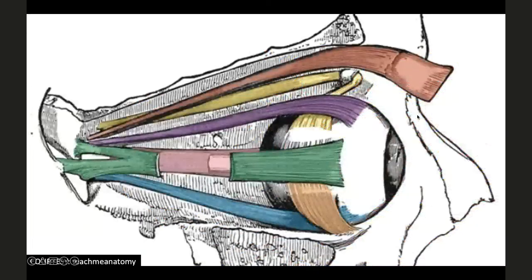So these are the extraocular muscles. Can someone tell me, instead of me just keeping on telling about anatomy, which you guys already know, what are some of the major extraocular muscles of the eye?